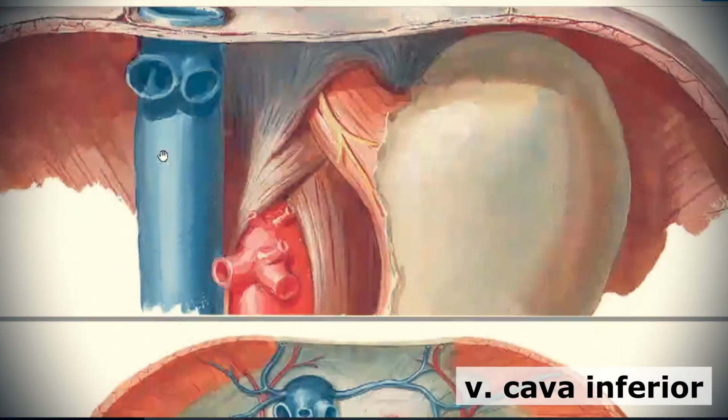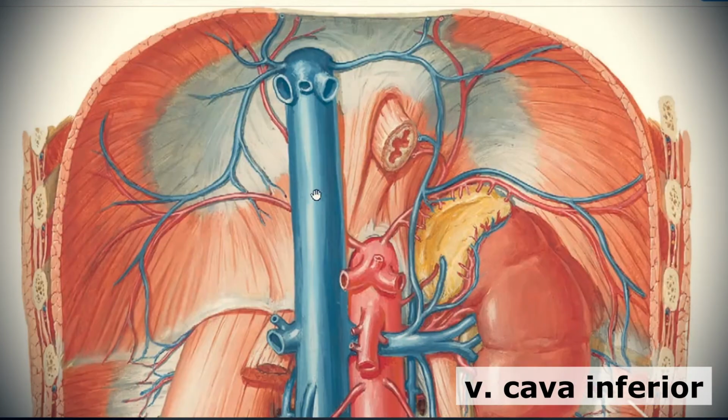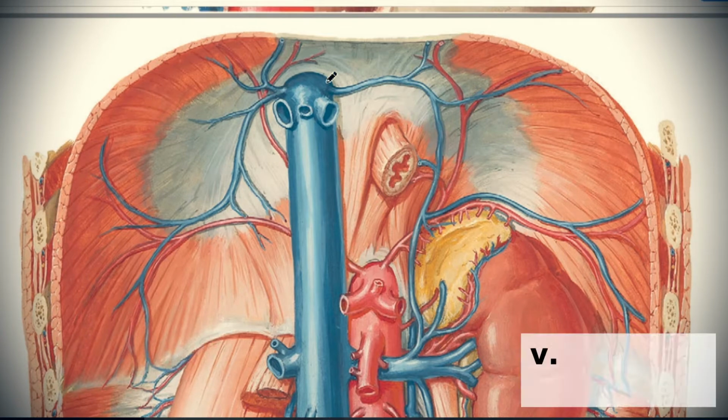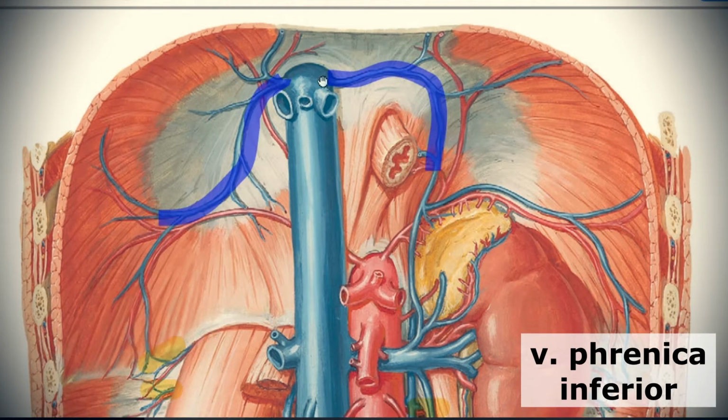It has tributaries only in the abdominal cavity. It's similar to the aorta and has parietal and visceral tributaries. If you talk about parietal, they are the same as the parietal branches of the abdominal aorta. So we have the vena phrenica inferior, left and right, the inferior phrenic veins. As you can see, it's lying on the abdominal surface of the diaphragm.